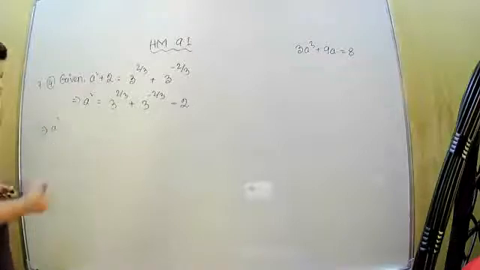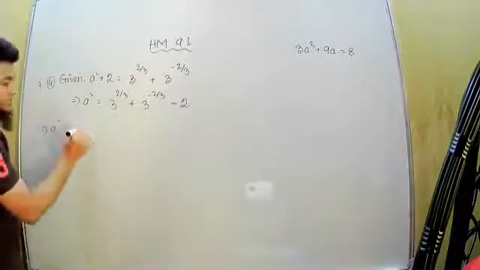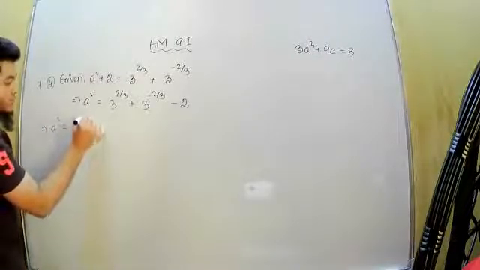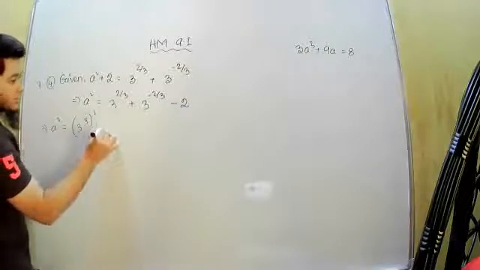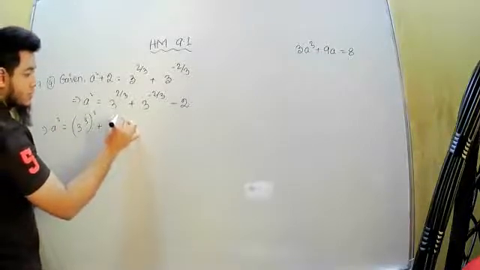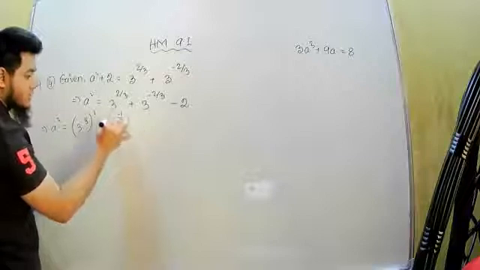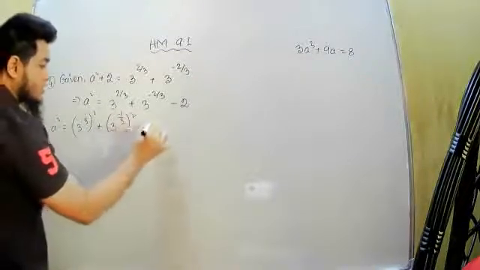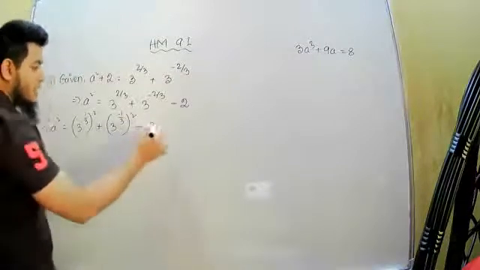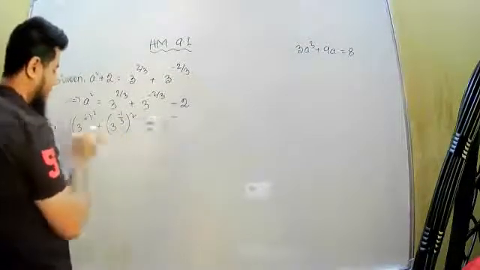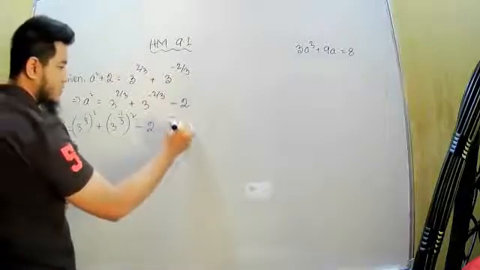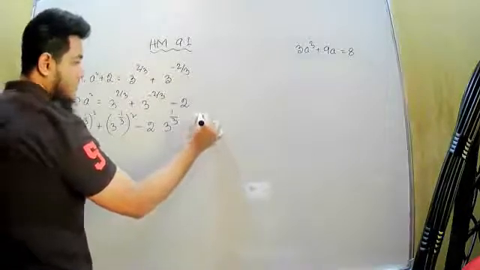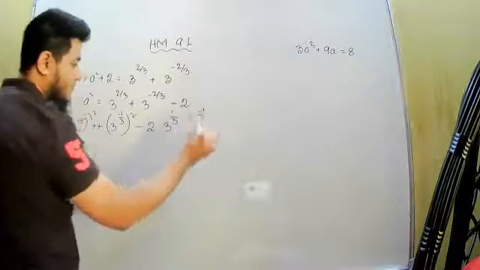Then a square will be, this one can be written as 3 to the power 1 by 3 whole square plus 3 to the power minus 1 by 3 whole square. So you can see that it is a square plus b square minus 2. Can we write it as ab? A is this one, 3 to the power 1 by 3 into 3 to the power minus 1 by 3.